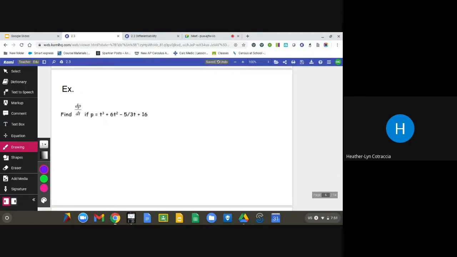So our first example is dp dt. That's what we're finding, where that's p. So this first one, pretty straightforward. So we've got dp dt, which, by the way, can also be written as p prime. They mean the exact same thing.